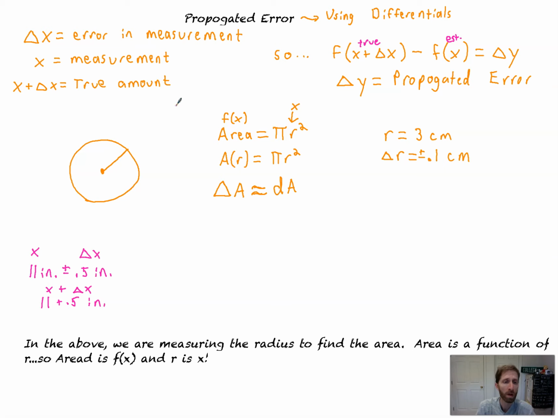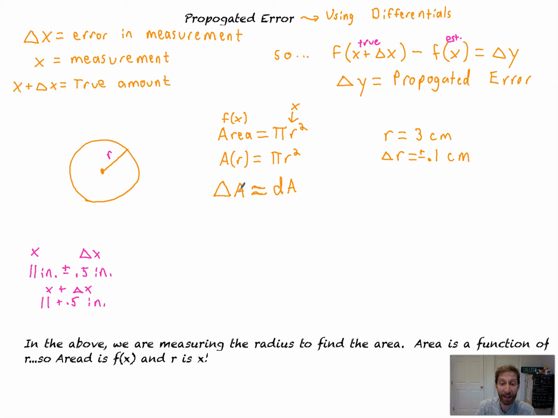And that'll be it. So let's say you have a circle here and you measure it, right, to have a radius of 3 centimeters, but your error is plus or minus 0.1 centimeters. So that's delta r. We want to know what is the propagated error, which means how much is the error off by. We want to know delta A, right? What's the amount we're off by the true value? That's the true value minus the estimate gives you the amount that you're off by, right? So the area is pi r squared of any circle. A of r is therefore pi r squared.